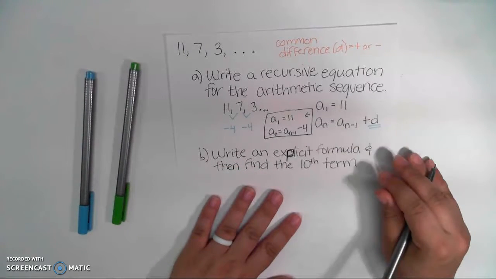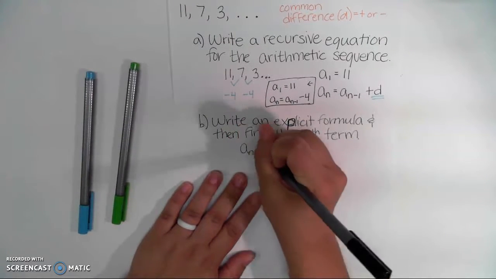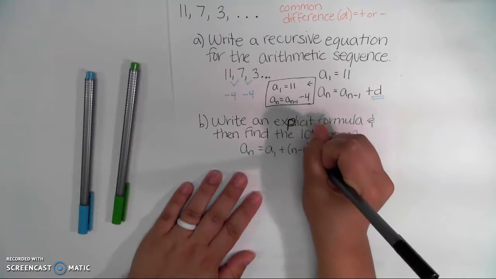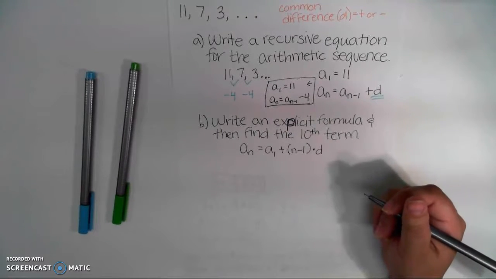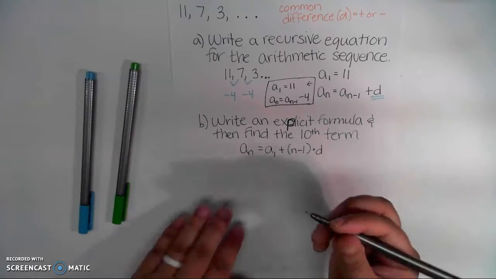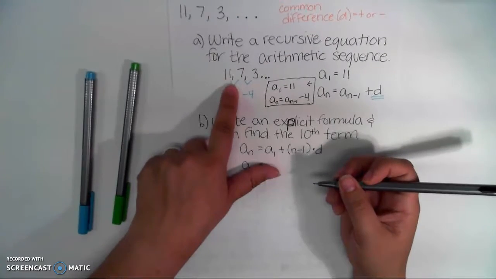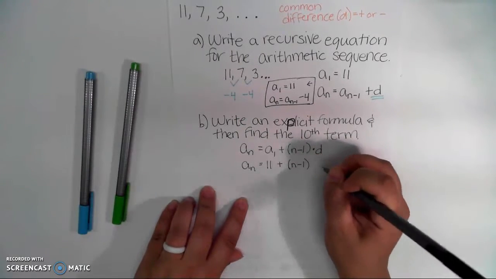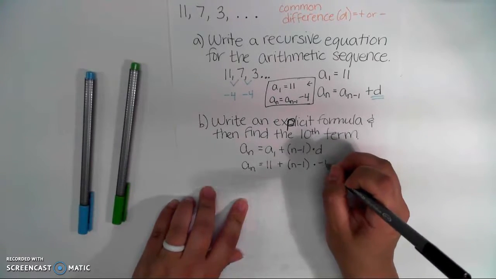So to find an explicit formula, the explicit formula for sequences is a sub n equals a sub 1 plus n minus 1 times d. I have a little rap there that I use to remember it. A sub n equals a sub 1 plus n minus 1 times d. Okay, so to find these things, first we don't know what the term is. The first term in the sequence we talked about already is 11 plus n minus 1 times, and then my d we talked about is that minus 4.